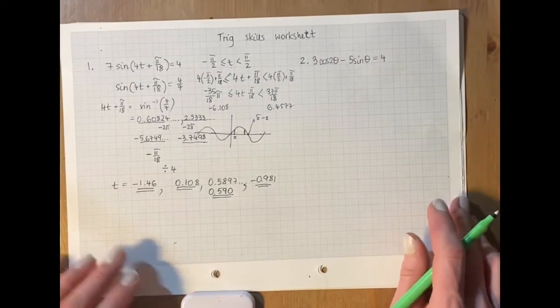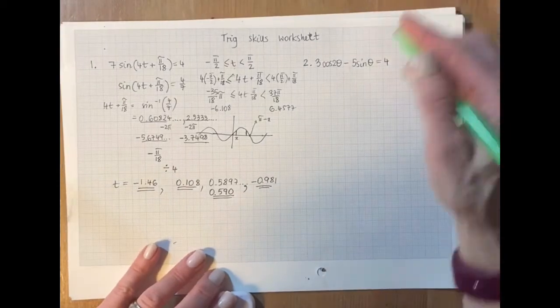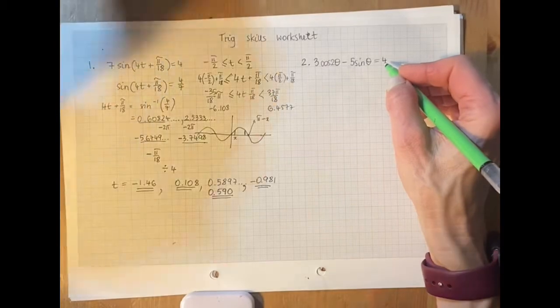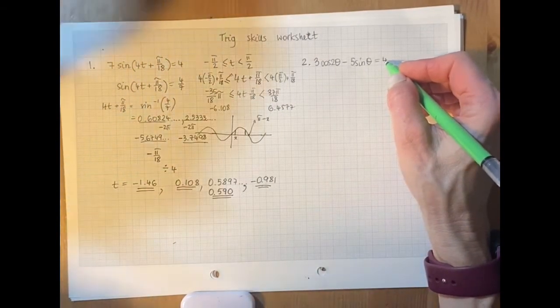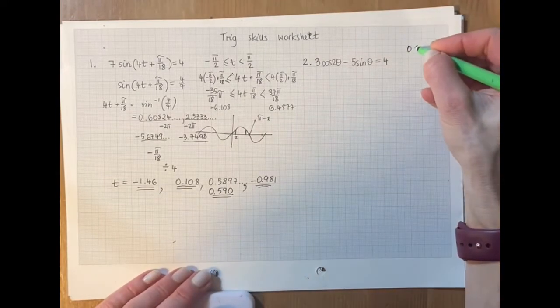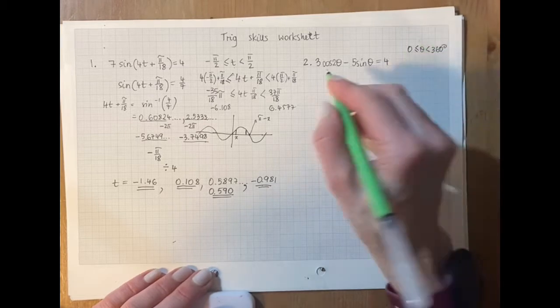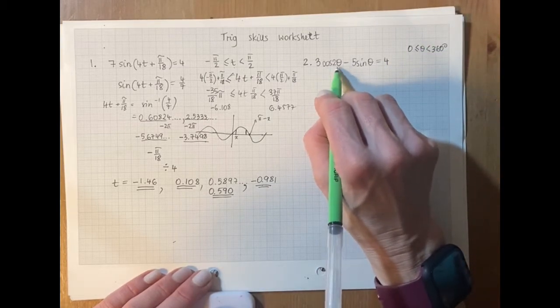Question 2. Question 2 deals with double angle formula. So with solving equations, it actually asks you, let me just have a look. It asks you to solve it between 0 and 360. So the first thing you do in those questions, the one that has 2 theta, that's the one that needs to be changed into single angle.